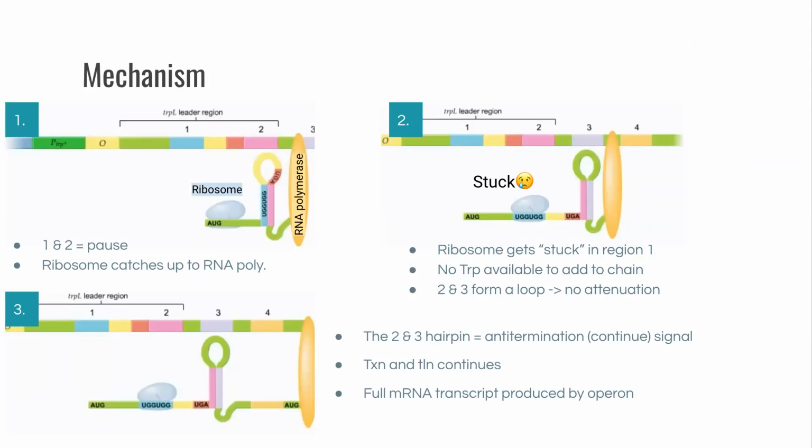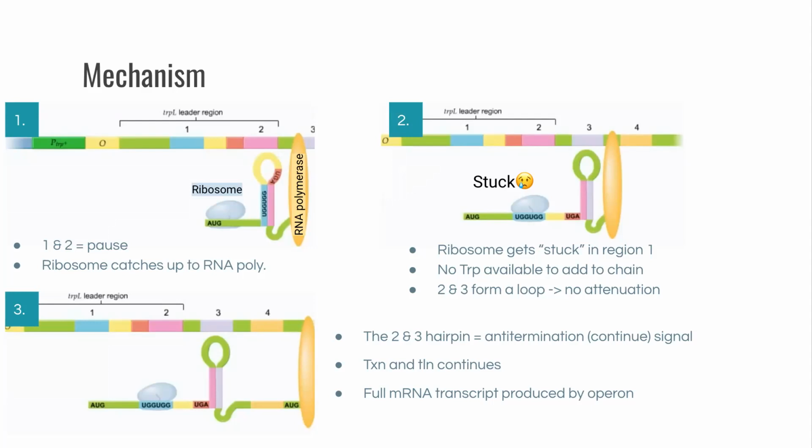Okay, so the way that this mechanism works, at the 1 and 2 regions, there will be a pause as the ribosome catches up to RNA polymerase during translation. So as the mRNA is being transcribed, the ribosome is translating the mRNA strand. So the ribosome gets stuck in region 1.